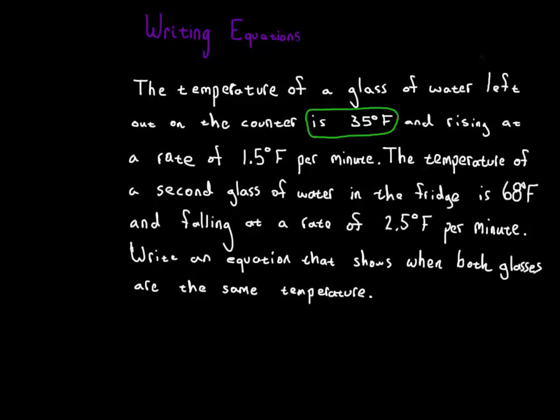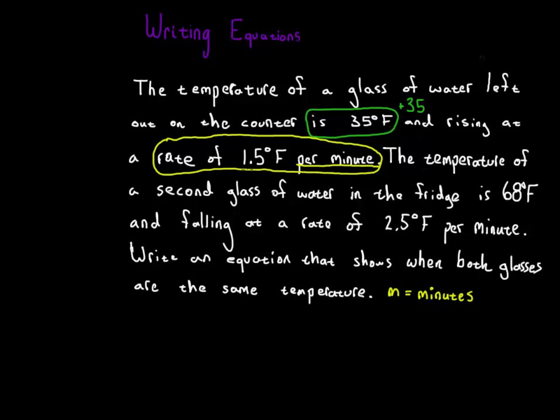So notice that the starting temperature of our first glass is 35 degrees and that it's rising at a rate of 1.5 degrees per minute. The phrase per minute ought to cue you into our unknown. Let m equal the number of minutes. The 1.5 tells us the rate of increase in the temperature the glass experiences every minute. So let's put those 2 pieces of the equation together. 1.5 degrees per minute plus the initial 35 degrees with which we start.